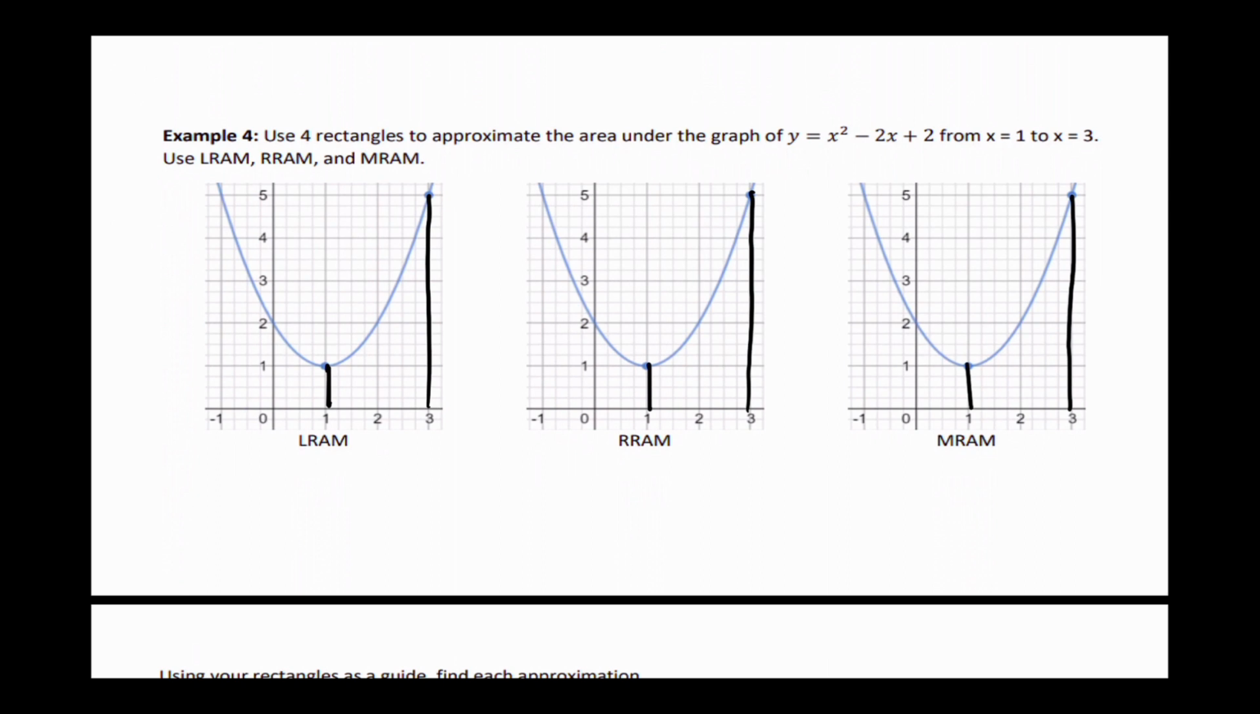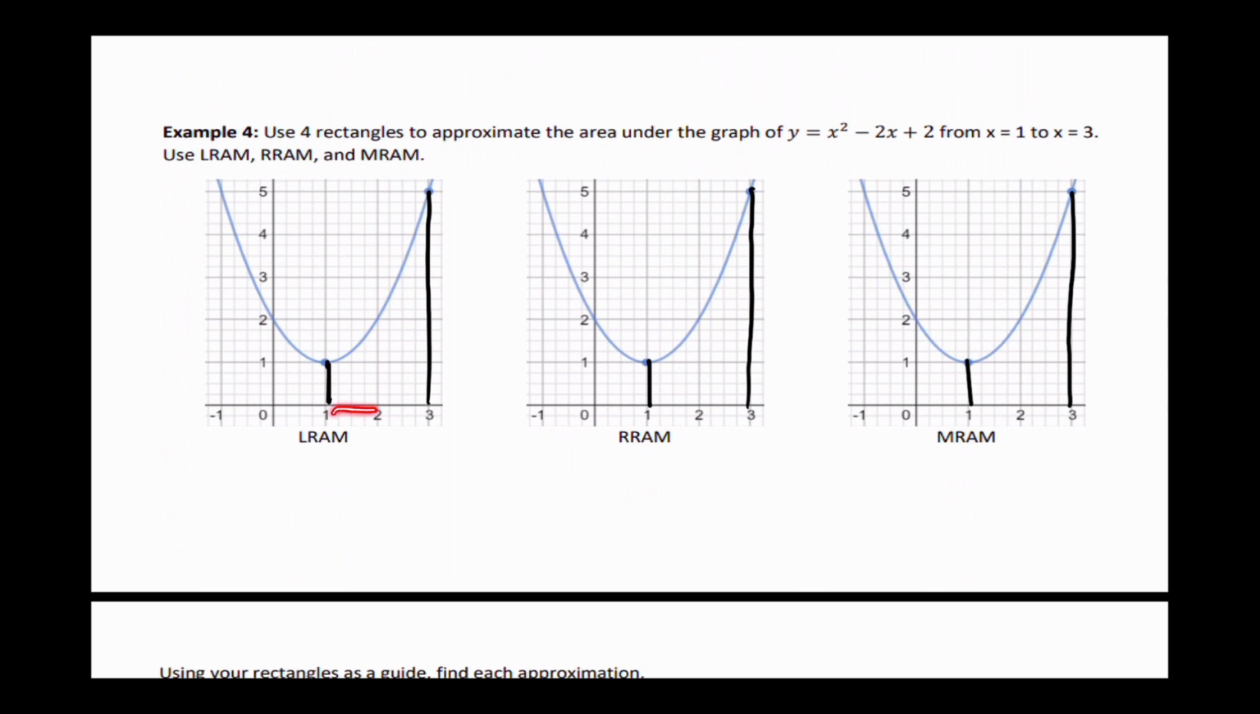We have to use 4 rectangles. If possible, I like to use equal width rectangles. So if I need 4 rectangles, what width should they be? 0.5, right? Because if I make them 1, then there's only room for 2 rectangles. But I need double that, so I'm going to do 0.5. So 0.5 is going to be the width for all of them.